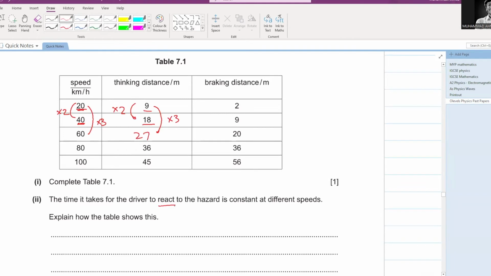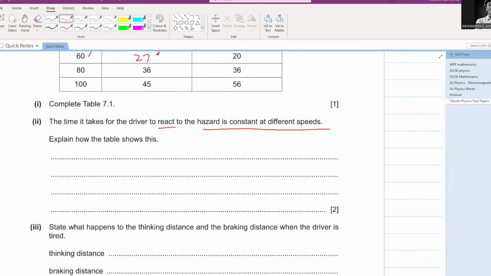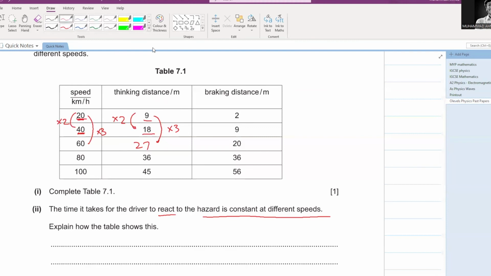The time it takes for the driver to react to the hazard is constant at different speeds. Explain how the table shows this. Beta, we have to say that the reaction time of the driver is remaining constant at different speeds. How are we going to tell that? Very, very easy. If you realize what thinking distance is equal to, beta, the thinking distance that you are calculating, what is it equal to? The thinking distance is equal to what? Speed multiplied by the reaction time. Let's label it as TR.